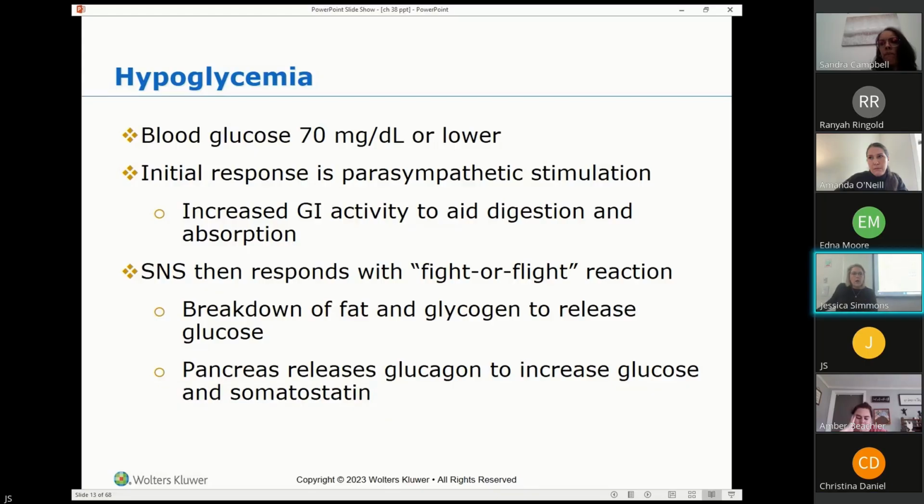We already talked about the sympathetic nervous system responding with fight or flight, breaking down fat and glycogen to release glucose, and the pancreas releases glucagon to increase glucose and somatostatin production.